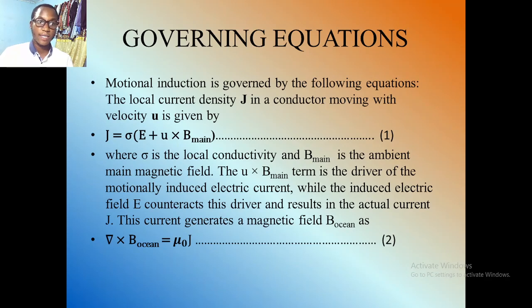So motional induction is governed by the following equations. So the local current density J in the conductor moving with velocity u is given by equation 1, where conductivity has its usual symbol, and B main is the ambient main magnetic field, and the U cross B main term is the driver of the motionally induced electric currents. So the induced electric field E counteracts this driver, which is the U cross B, and results in actual current J, and this current J generates a magnetic field which is known as the B ocean and is given by equation 2.